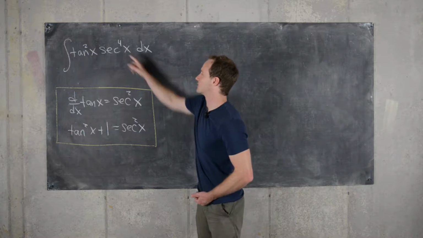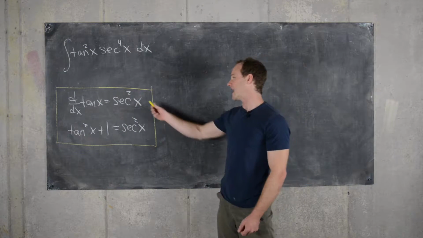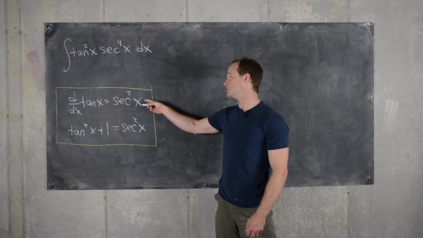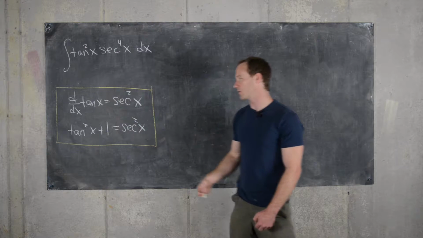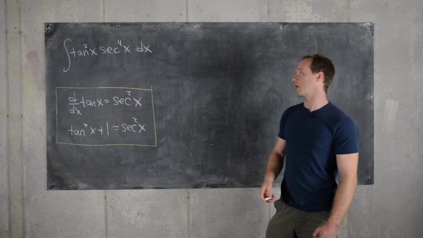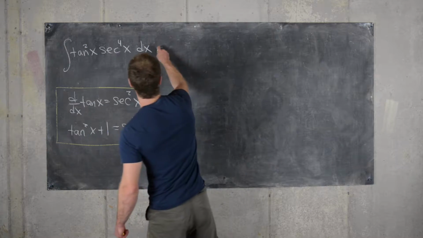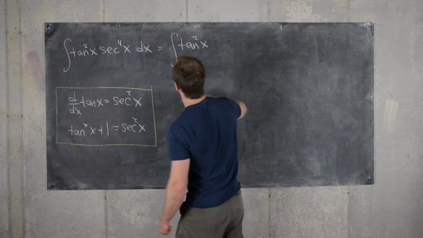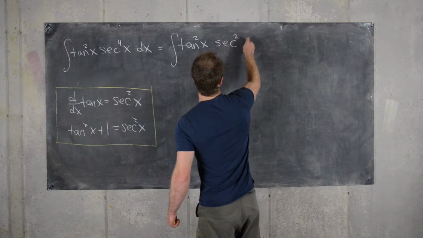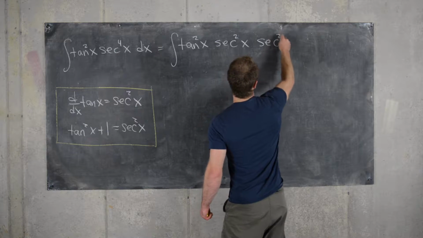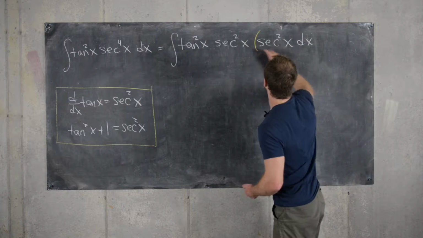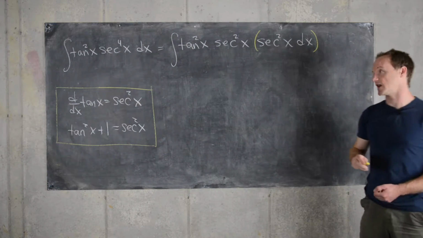So we have secant to the fourth x. We can save one of the secant squareds and use it for a substitution, and use the other one to rewrite as tangent. Okay, so let's see how that works. So we'll rewrite the integral as tangent squared x times secant squared x times another secant squared x dx. So let's group the final secant squared x dx together.